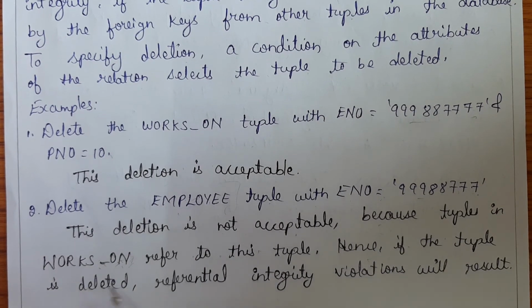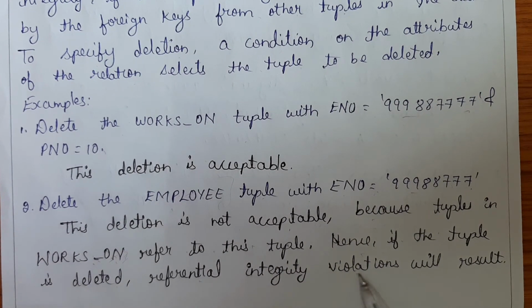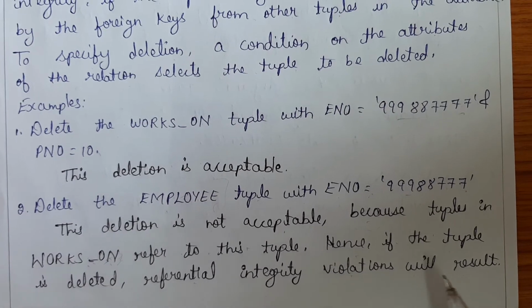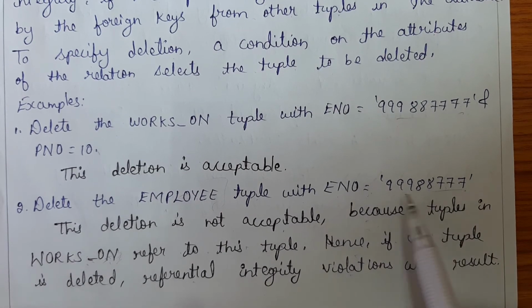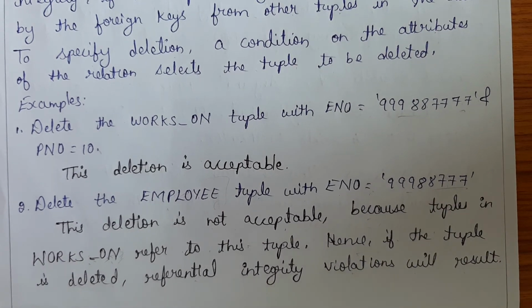Hence, if the tuple is deleted, referential integrity violations will result. For example, if by chance you want to delete this employee's details, this particular ID, in the employee table, but for this employee number we have a reference in the works on table, so there we cannot update the information. So it will violate the referential integrity constraints.